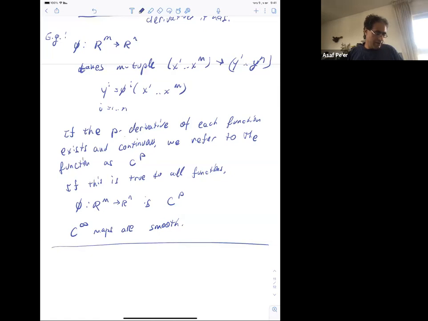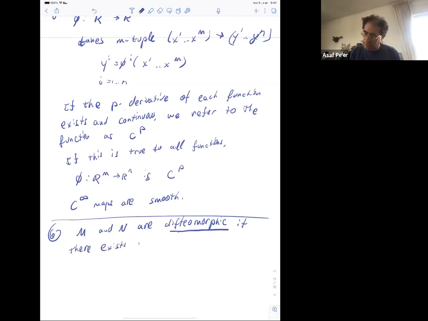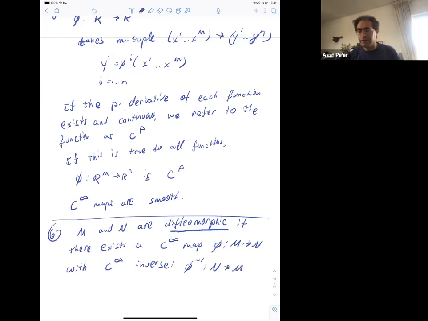Now, the last thing we need is that two sets, M and N, are called diffeomorphic if there exists a C infinity map phi from M to N with a C infinity inverse, phi minus 1 from N to M. And the map phi is called a diffeomorphism.